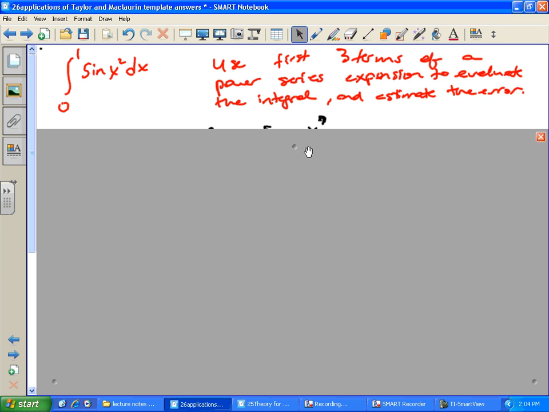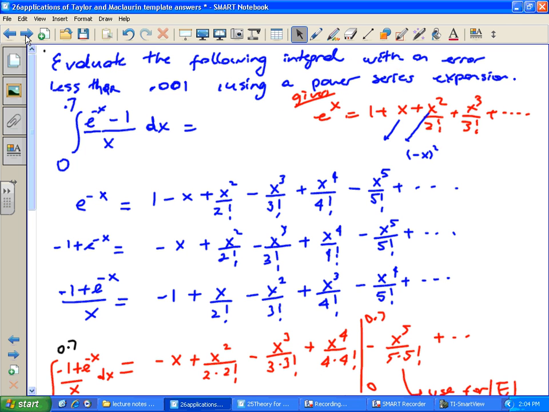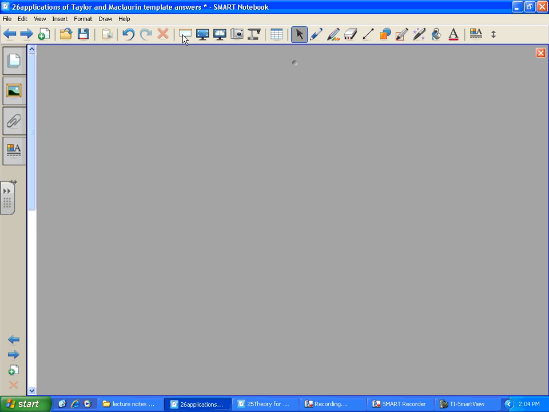Then I'm going to give you one more integral question. Did you guys get this one? So integrate sine of x squared from 0 to 1. That's one of your questions. Okay? And it says use the first 3 terms. Okay? And then there's going to be one more. And that will be this one.